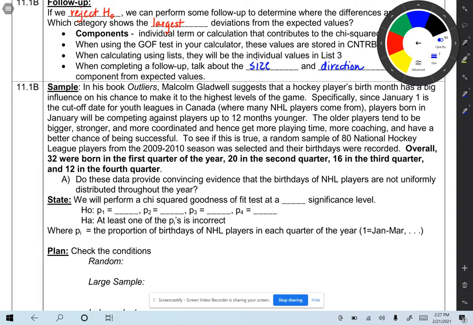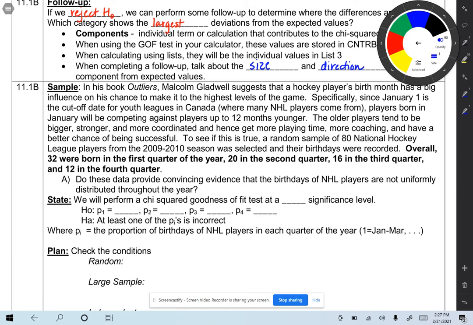In his book, Outliers, Malcolm Gladwell suggests that a hockey player's birth month has a big influence on his chance to make it to the highest levels of the game. Specifically, since January 1st is the cutoff date for youth leagues in Canada, where many NHL players come from, players born in January will be competing against players up to 12 months younger. The older players tend to be bigger, stronger, and more coordinated, and hence get more playing time, more coaching, and have a better chance of being successful.